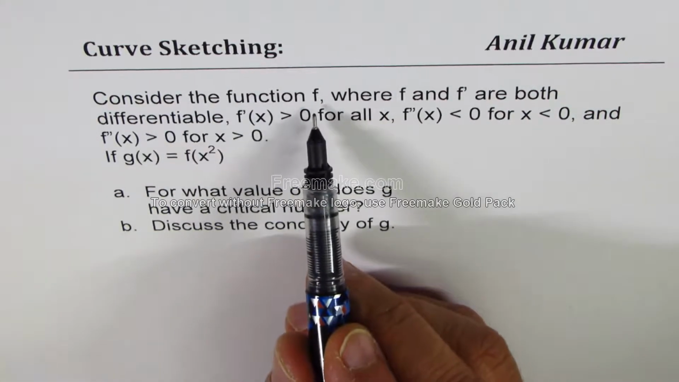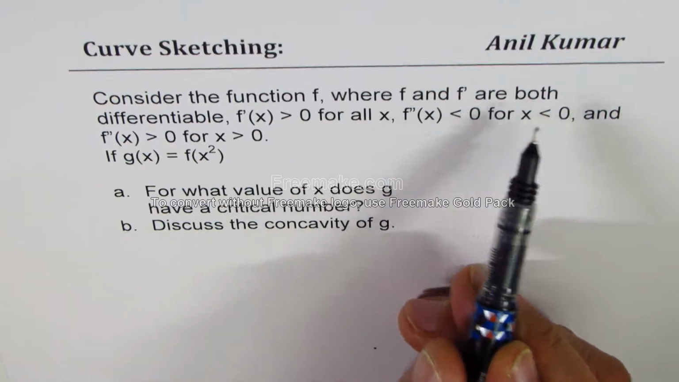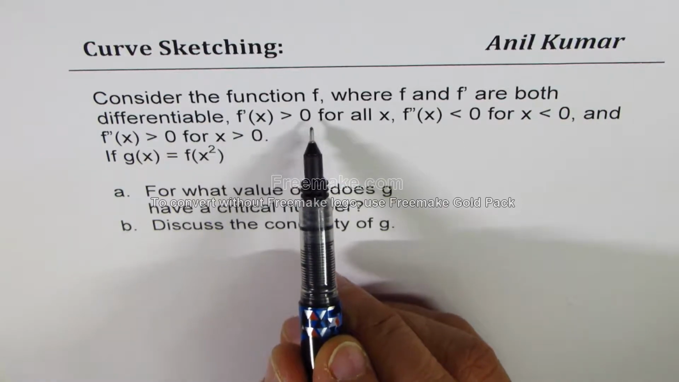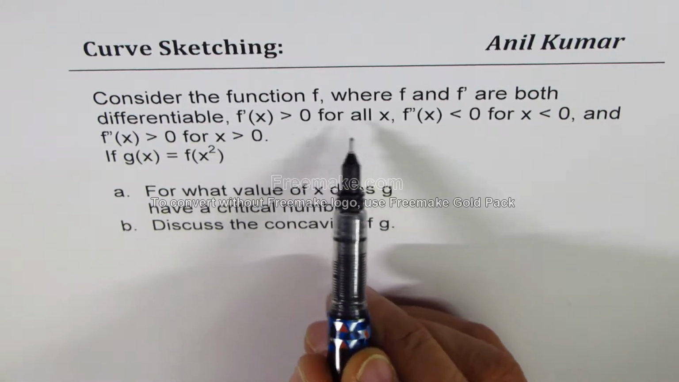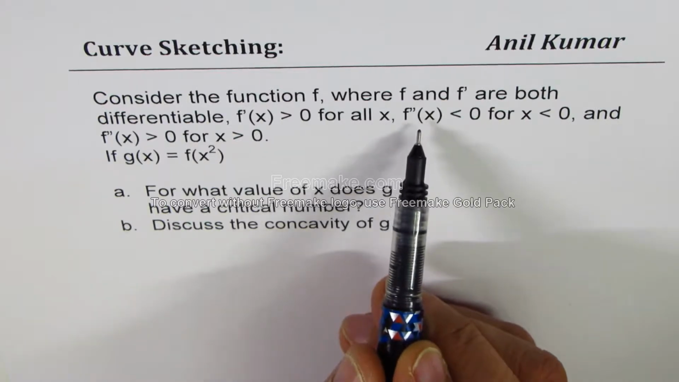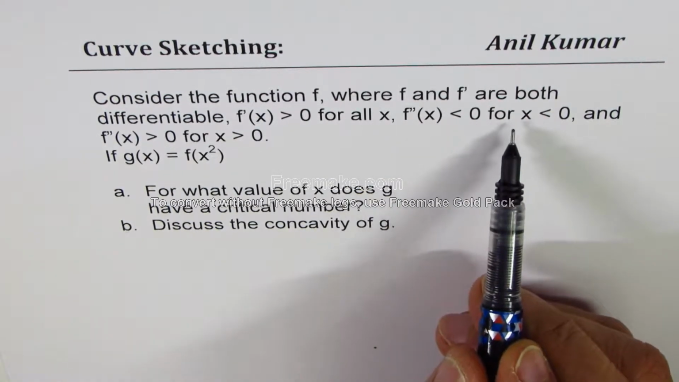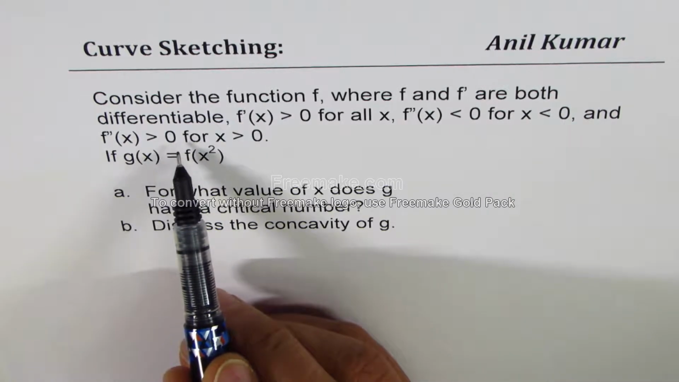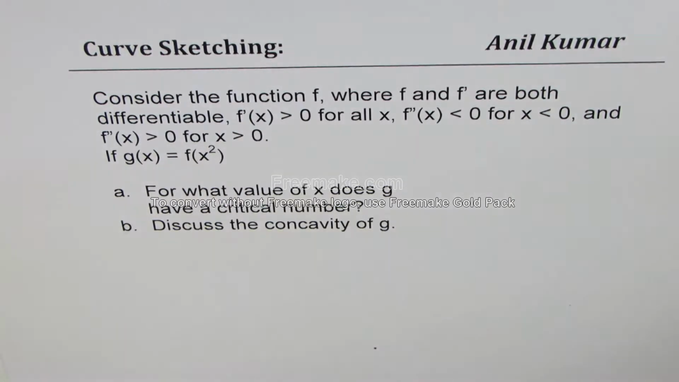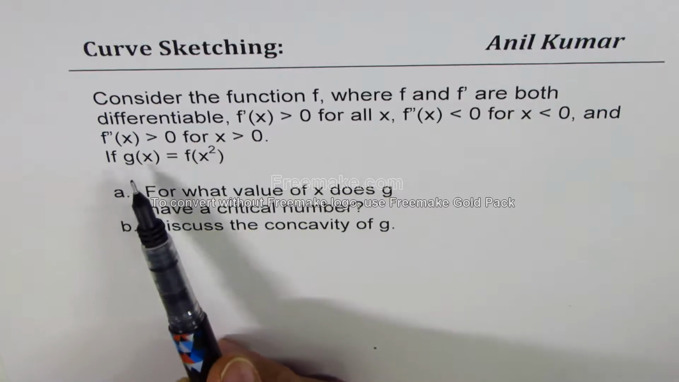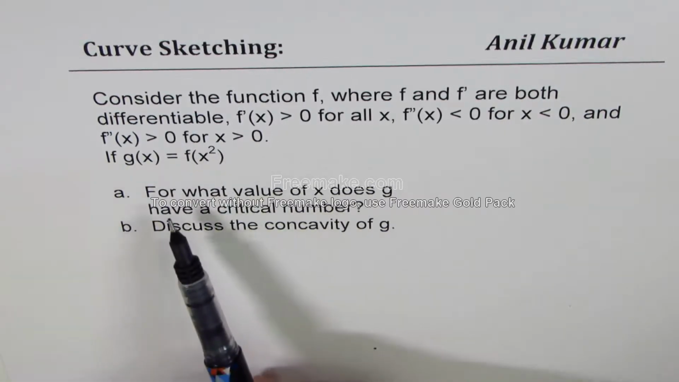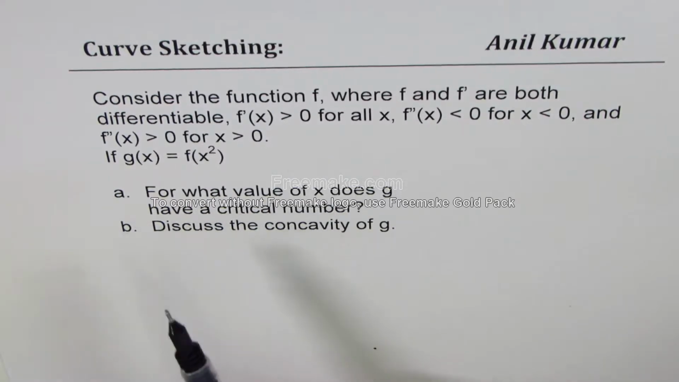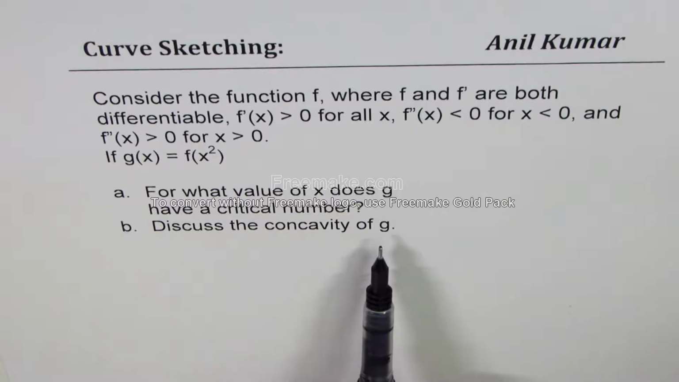Consider the function f where f and f dash are both differentiable. F dash x is greater than 0, that means the first derivative is greater than 0 for all x. Second derivative is less than 0 for x less than 0, and second derivative is greater than 0 for x greater than 0. If g of x is f of x squared, for what values of x does g have a critical number? That's part 1. Discuss the concavity of g.